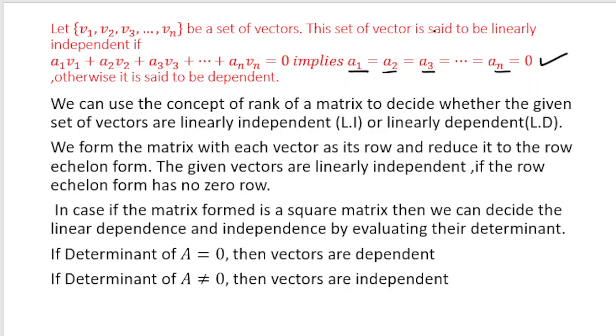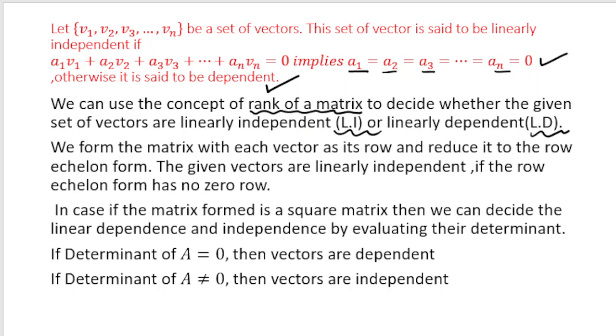If at least one of them is not 0, or some of them are not equal to 0, then they are said to be linearly dependent. So we will use the concept of rank to find out whether the given set of vectors is linearly dependent or independent. It is given here that we can use the concept of rank of a matrix to decide whether the given set of vectors is linearly independent or linearly dependent.